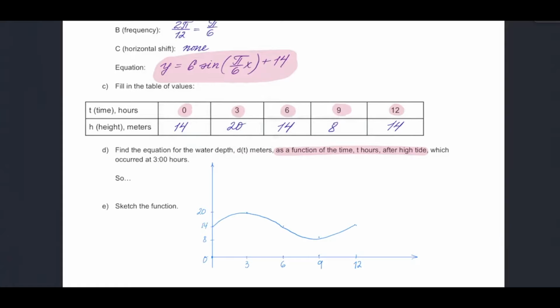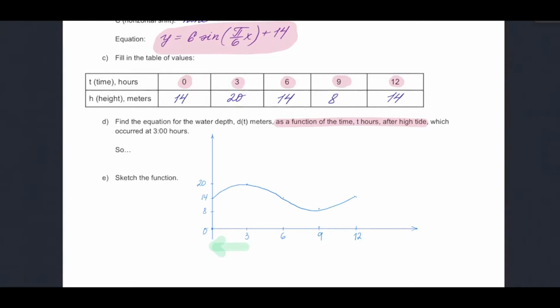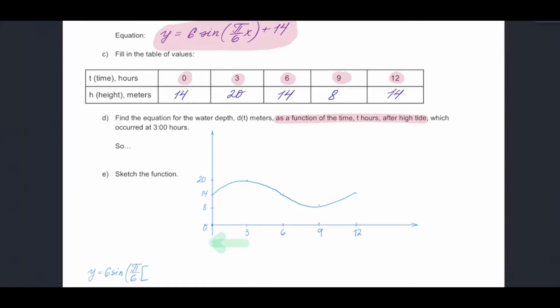What we ultimately are asked to do is to move this to the left by 3 seconds, or 3 hours rather. So I'm going to alter the equation, y equals 6 sine, and it is pi over 6, but now if I need to move my x to the left, I will write x plus 3, and then 3 hours will be our 0 plus 14. So the new equation will be 6 sine pi over 6x, and then pi over 6 times 3 is pi over 2, and then plus 14 as it was.